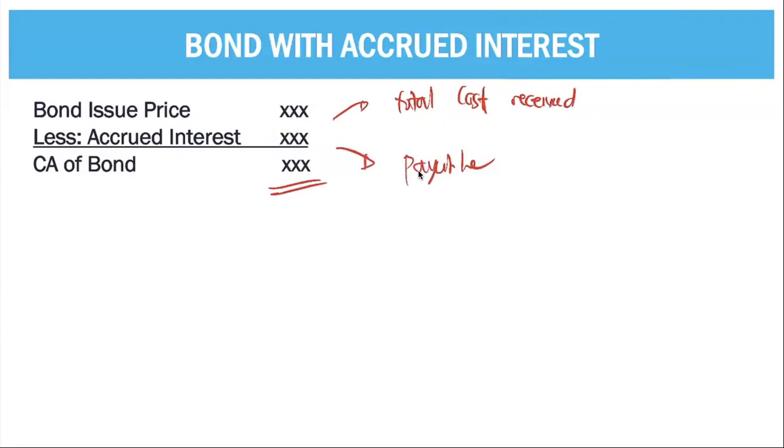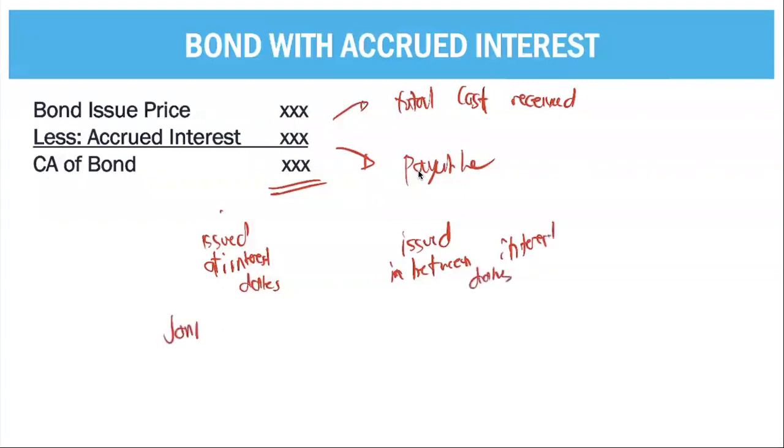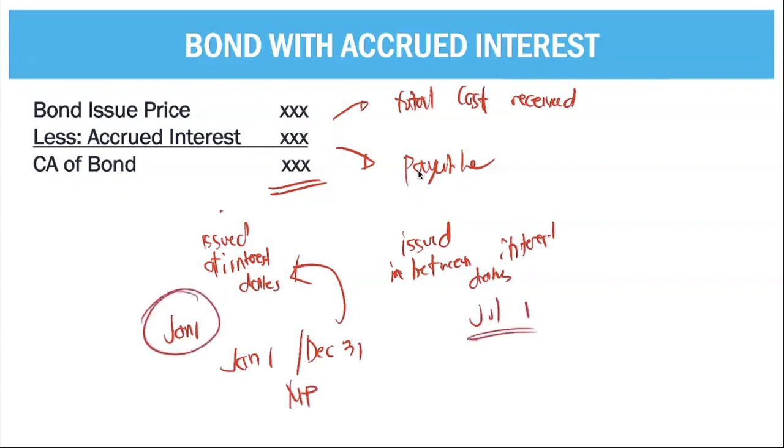So when can you say that your bond is with accrued interest? It is either issued at interest dates or issued in between interest dates. So let's say your interest date is January 1. If you issue that on January 1 or December 31, so it is issued at interest dates, no problem. But if it's issued in between interest dates, so let's say you issued it on July 1. It should have been January 1, but you issued it on July 1. So we have 6 months of accrued interest.